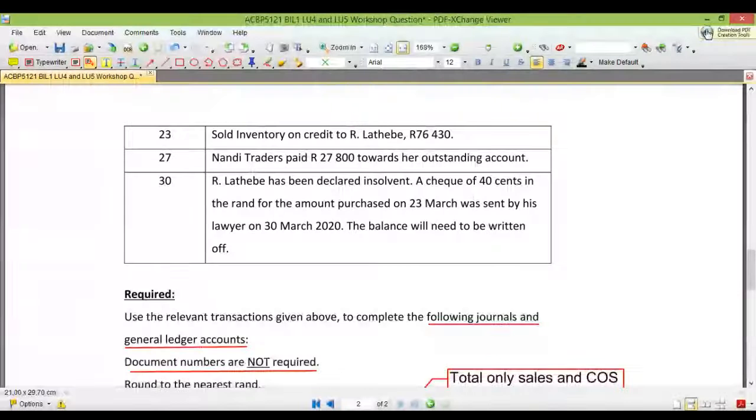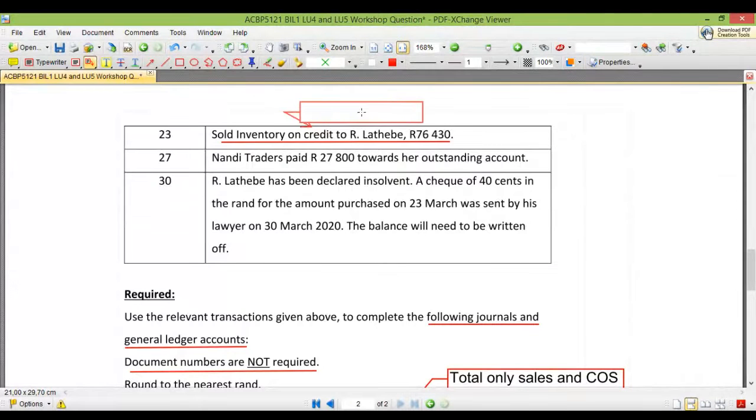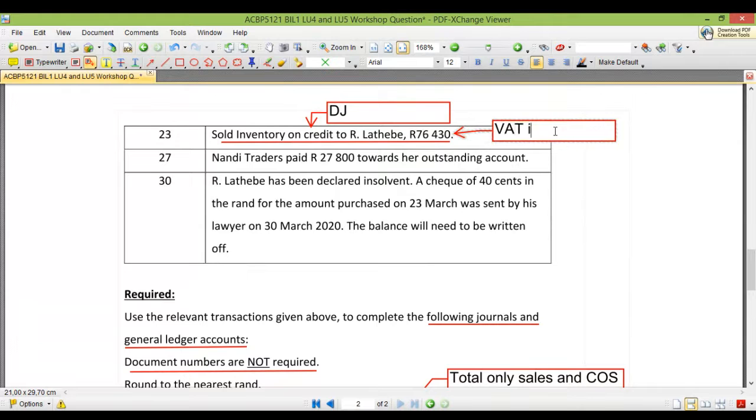Okay, so on the 27th, we sold inventory on credit to our Latebe for 76,430. So because we sold it on credit, this would go to your debtors journal. Okay? This amount is the VAT inclusive amount. Then on the 27th, Nandi's traders paid 27,800 towards her standing account. So we are settling our creditors account.